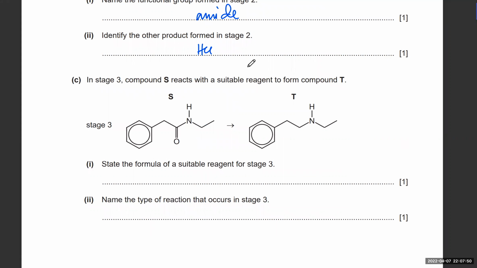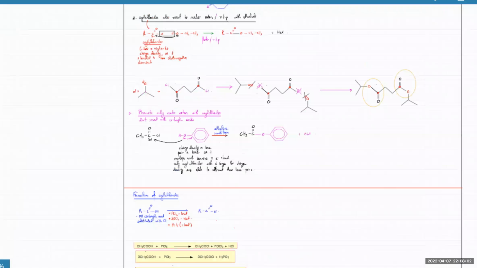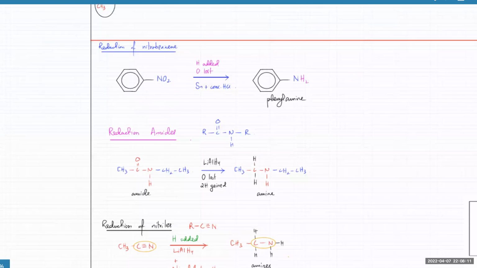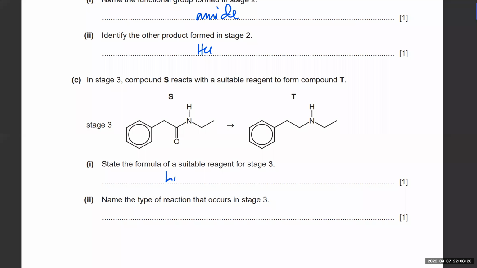Now we've got another reaction, which reacts with a suitable reagent to form compound T, this one. That is the reduction of amides. If you have an amide, it gets reduced to an amine. The double bond O gets replaced by hydrogens with LiAlH4. So the suitable reagent is LiAlH4, and the type of reaction is reduction.